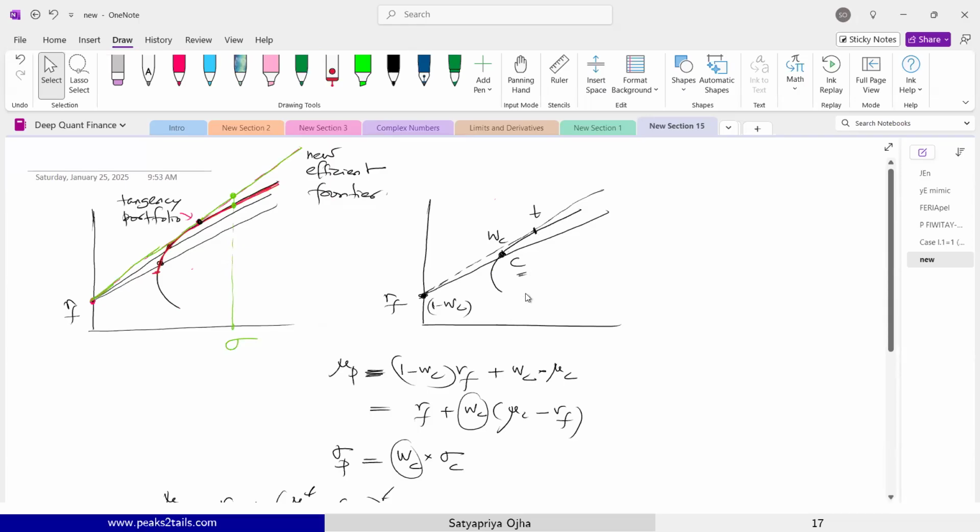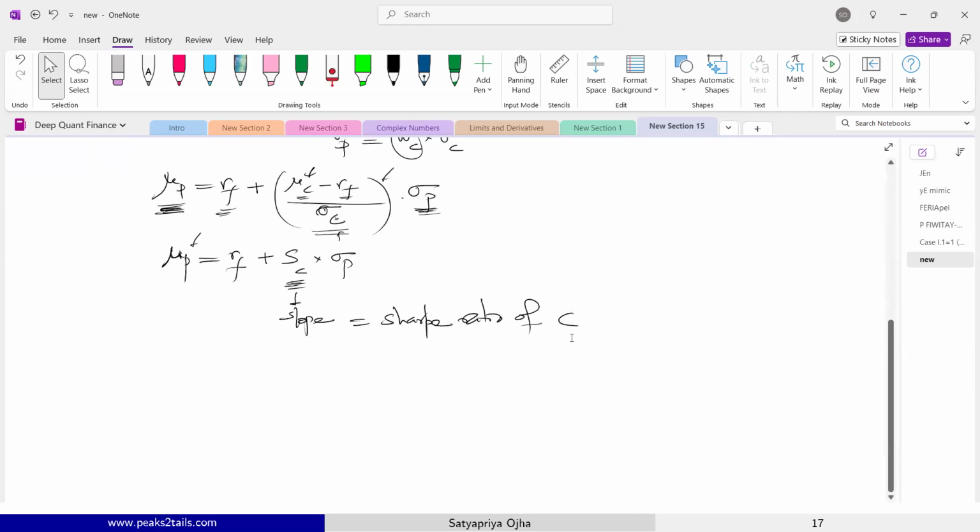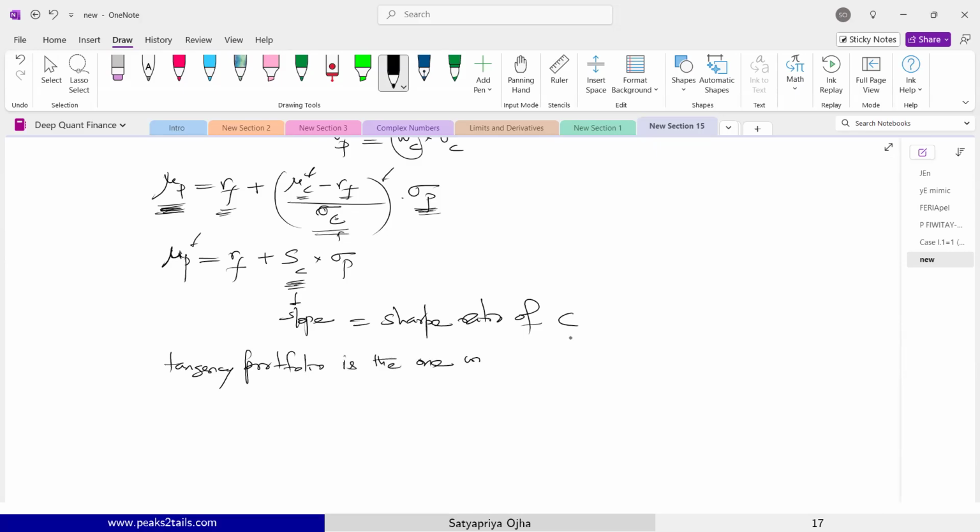So of all the portfolios on the hyperbola, you should choose the tangency portfolio to mix with the risk-free asset, and that gives you the efficient frontier. And tangency portfolio is the one with the highest Sharpe ratio, which is clearly geometrically, you can see that that's the one with the highest slope. So tangency portfolio is the one with highest Sharpe ratio.